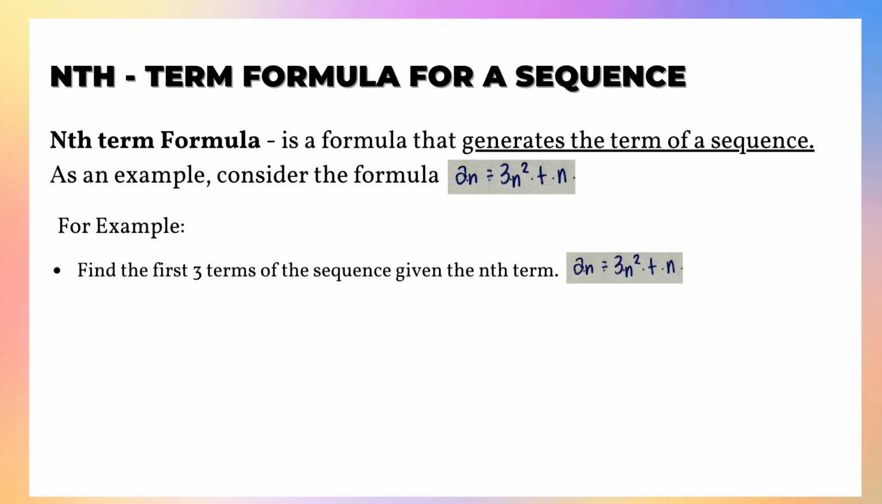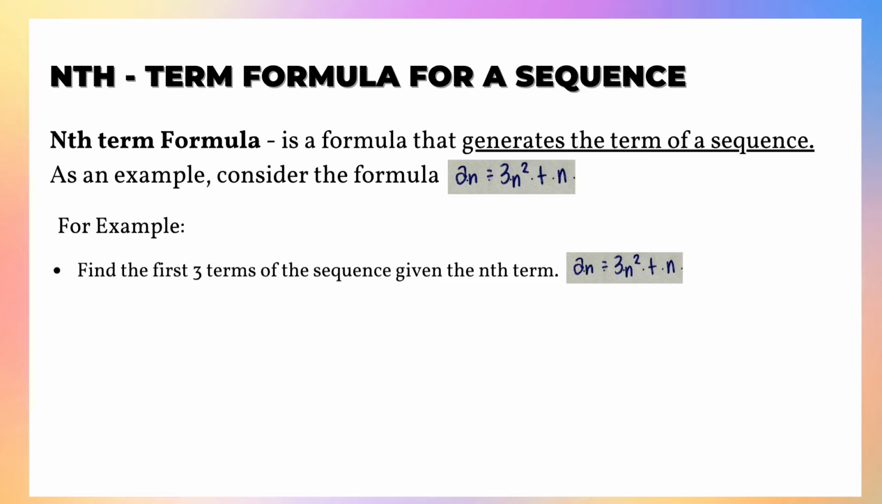So, in our previous example, gumamit tayo ng difference table para malaman natin yung next term ng isang sequence. Pero sa ibang cases, pwede tayong gumamit ng pattern sa pagpredict ng formula, and that is what we refer as nth term formula. Nth term formula is a formula that generates the term of a sequence. As an example, consider the formula a sub n is equals to 3n squared plus n. So let us have this example.